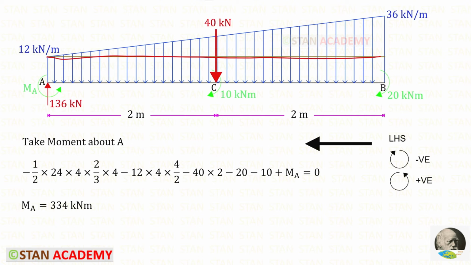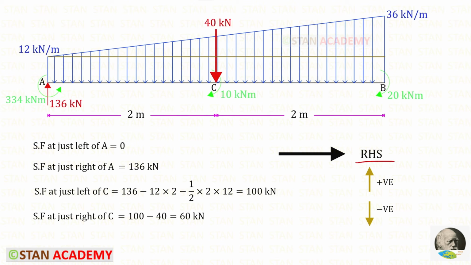Now let us take the rectangular portion. We know the area. We know that in the rectangle the centroid lies in the center. So the centroid will be the total length 4 upon 2. This point load is acting in the clockwise direction, so it will be negative, and the distance is 2. There are two concentrated moments. Both of them are acting in the clockwise direction, so both of them are negative. MA is acting in the anti-clockwise direction, so it will be positive. For MA, we will get 334 kN meter.